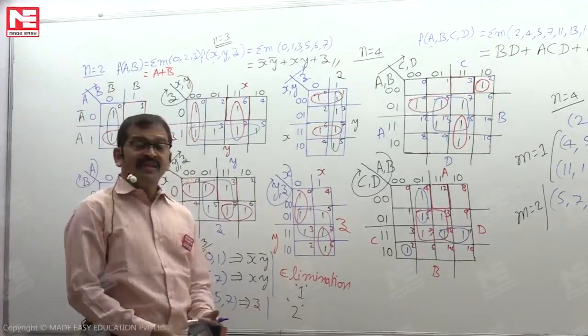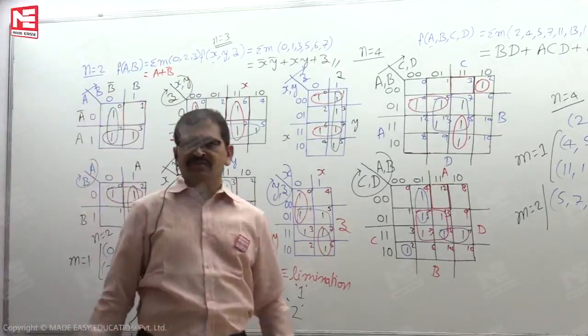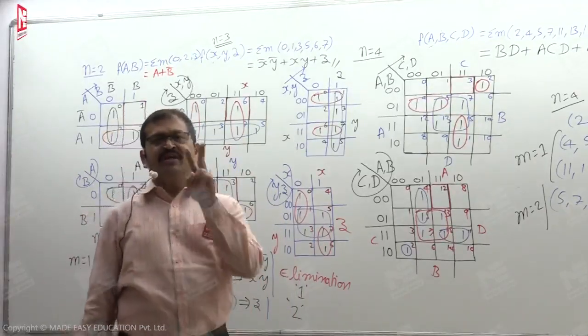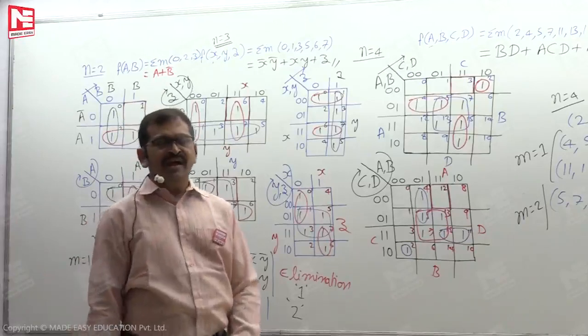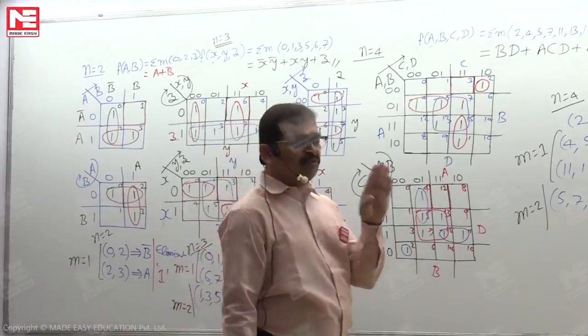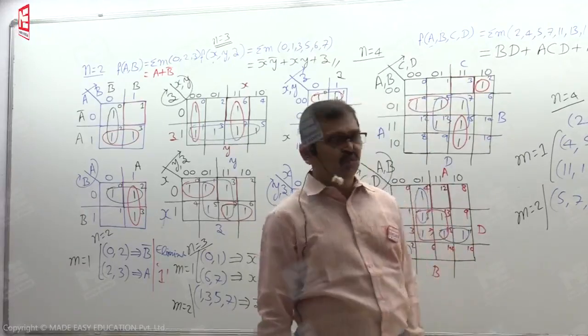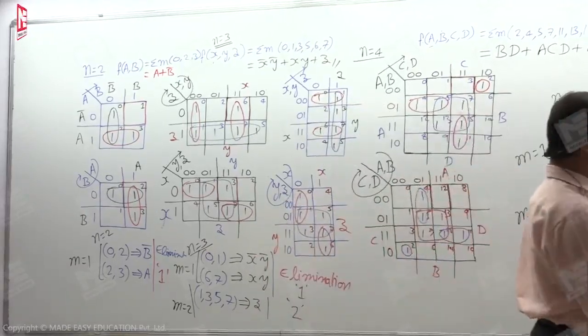So the function may be on any number of variables. As and when we have subcubes of 4 cells, we have elimination for 2 variables.